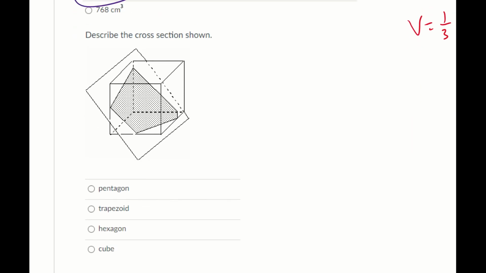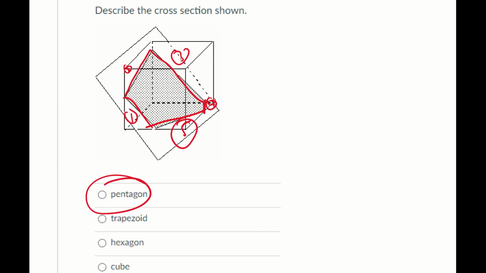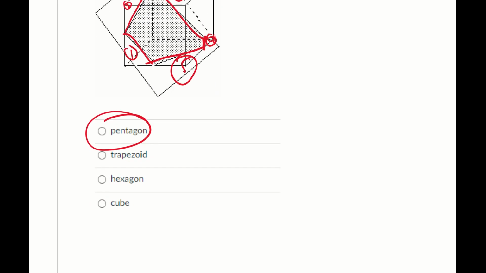Okay, so for the next question, describe the cross-section below. So the cross-section you can see is this shaded shape, and you can see that there's 1, 2, 3, 4, 5 sides, so it is a pentagon. It's a weird looking pentagon, but it's a pentagon nonetheless.